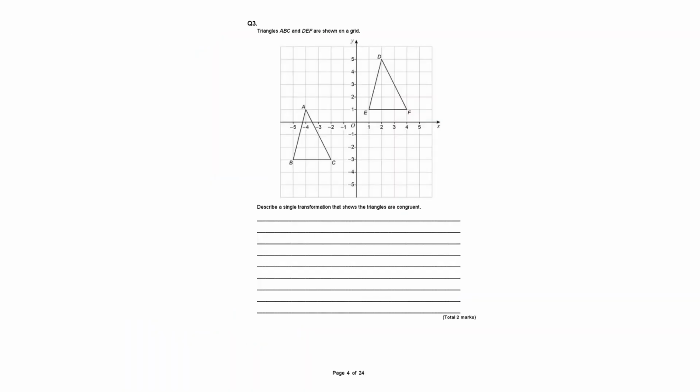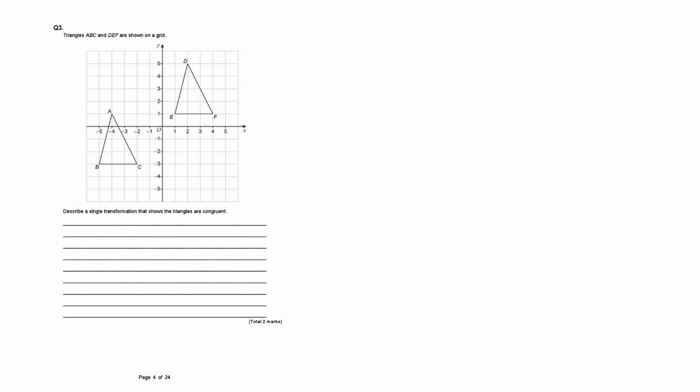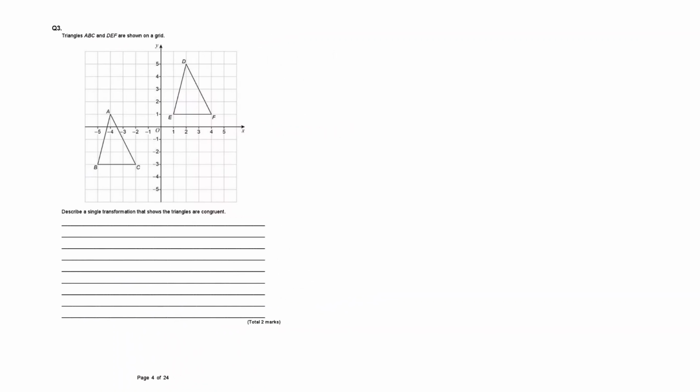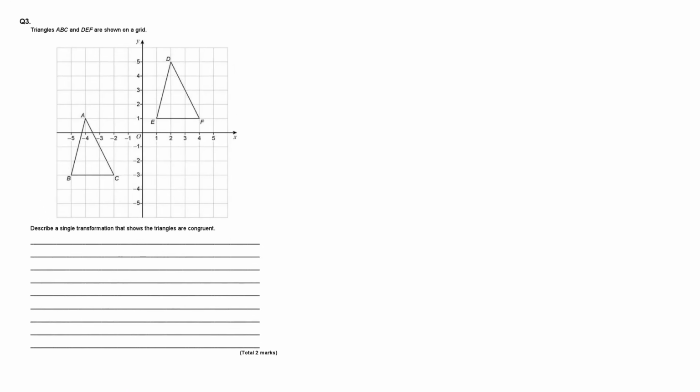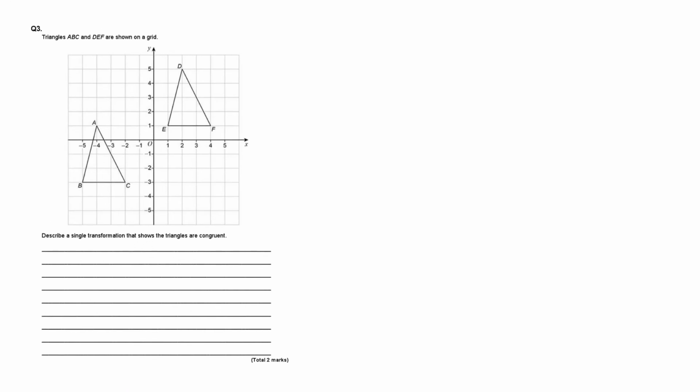Okay, question number 3. This is where it corrupted on the previous video, so I'm glad it hasn't this time. This question, let's zoom in a little bit. This question says the following. Triangle ABC and DEF are shown on the grid. Describe a single transformation that shows the triangles are congruent. Don't let that confuse you.